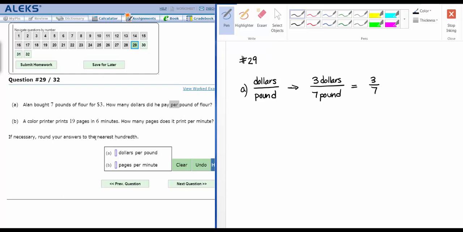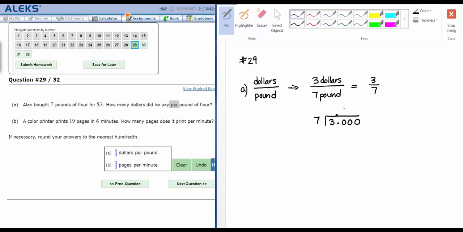It says, if necessary, round your answers to the nearest 100th. So here we're going to have to do the division, right? 7 is the denominator, so it goes on the outside, 3.00. Since it says that they want us to round to the nearest 100th, we need to take our division all the way out to the thousandths. So let's put our decimal point up here.